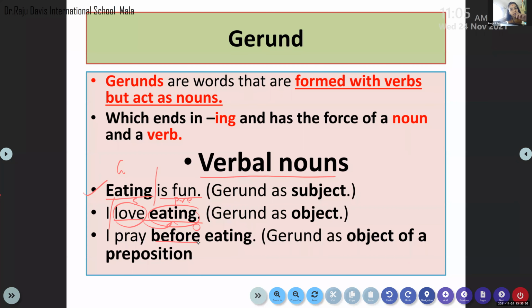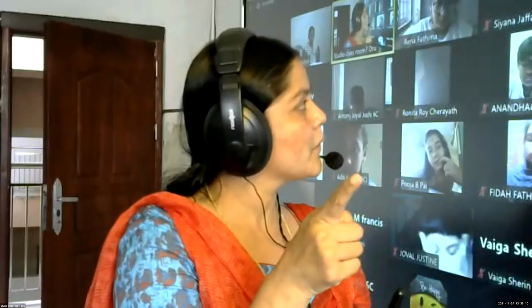So with the preposition, we are using a gerund in a sentence. If you identify the preposition in a sentence, it is easy for you to identify a gerund, because remember children, the position of a preposition is always before a noun, isn't it? Usually it is positioned before a noun.